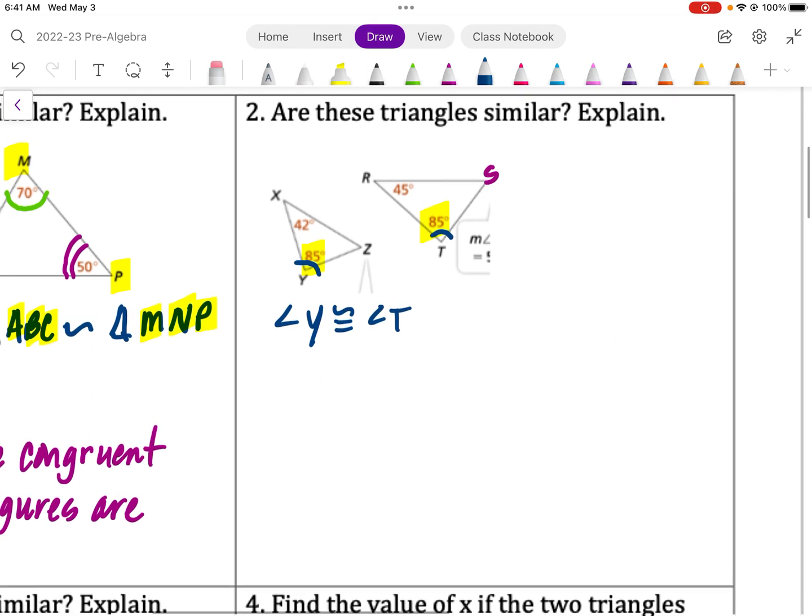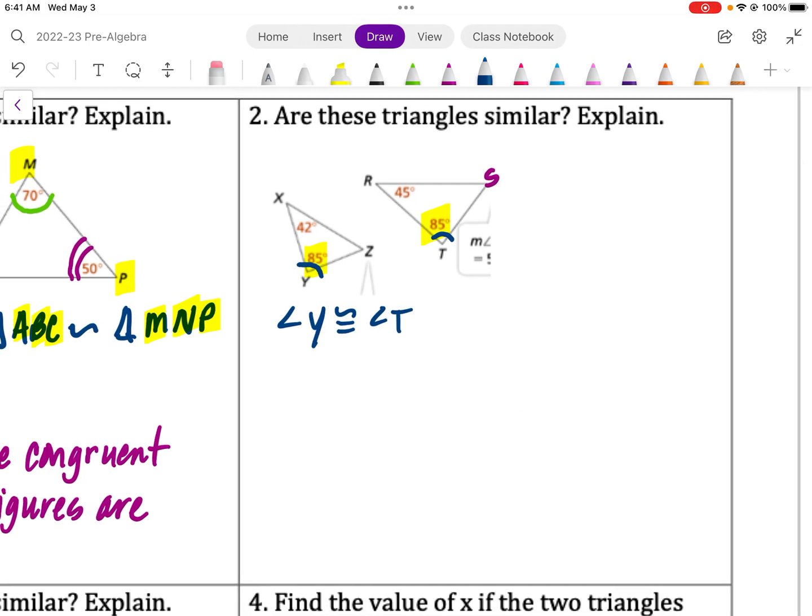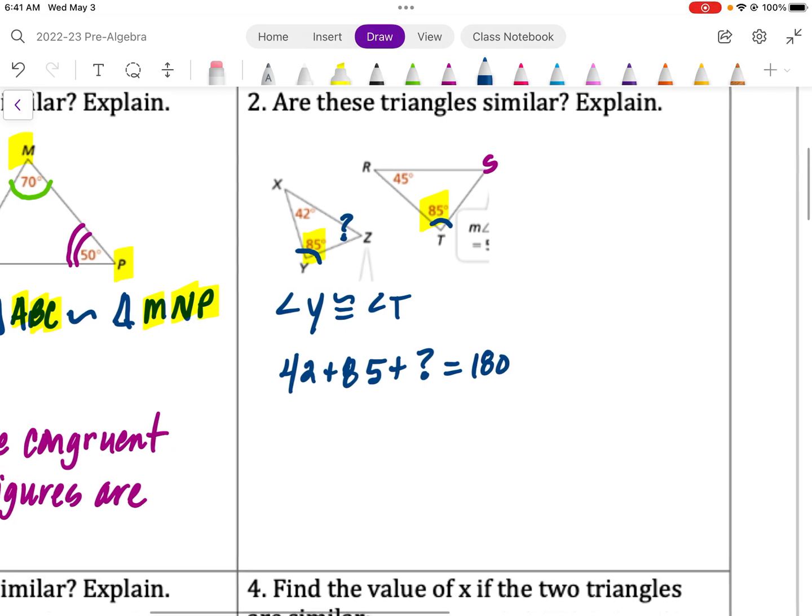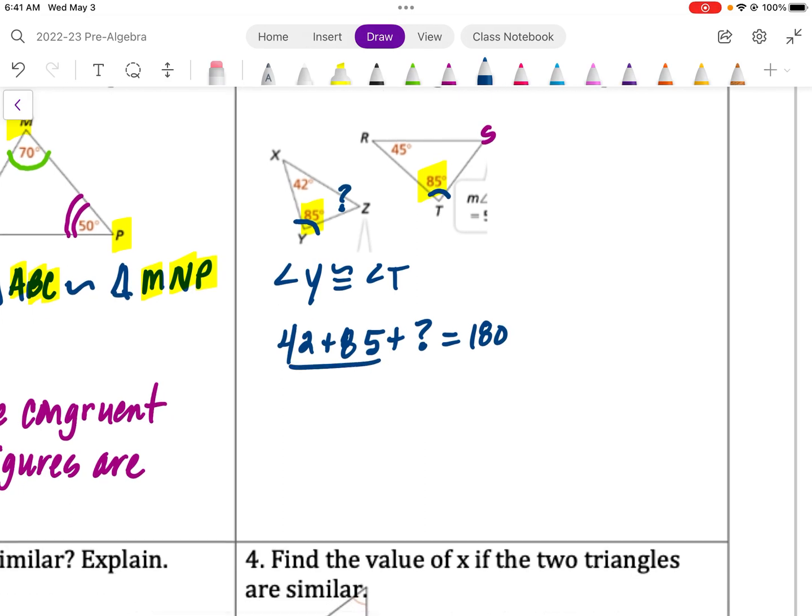So I can say, if I'm looking for, let's say, this angle down here in the corner, does 42 plus 85 plus that missing angle measure equal 180? Okay, and then I can find that missing angle measure. So if I add these two numbers up, I'm going to call that missing angle, instead of the question mark, I'm just going to put an X there, and then I'm going to add 42 and 85, which is 127, I believe.